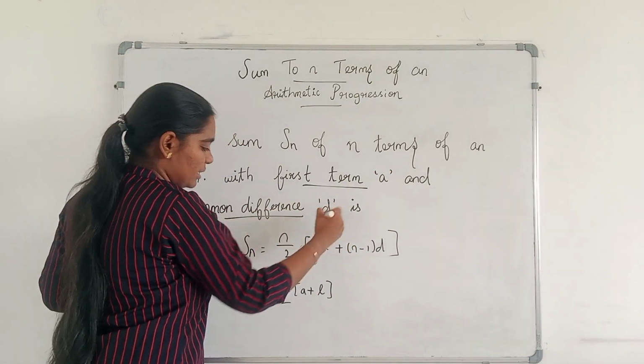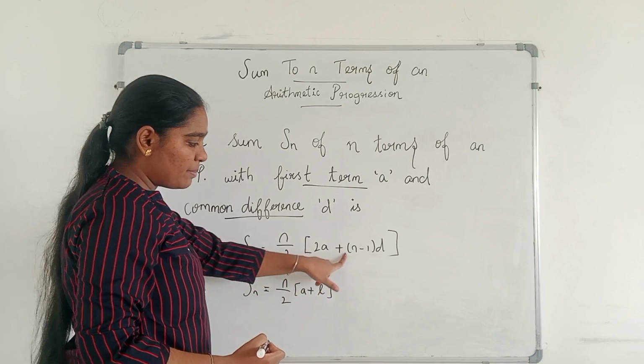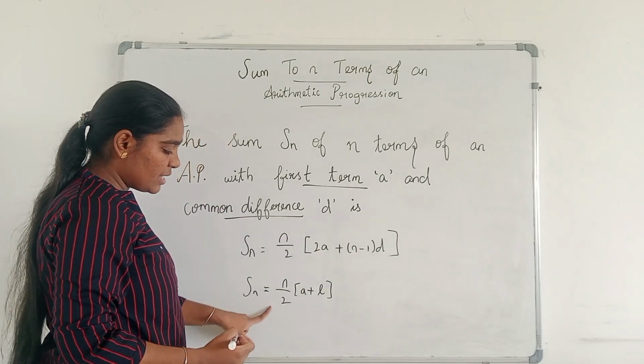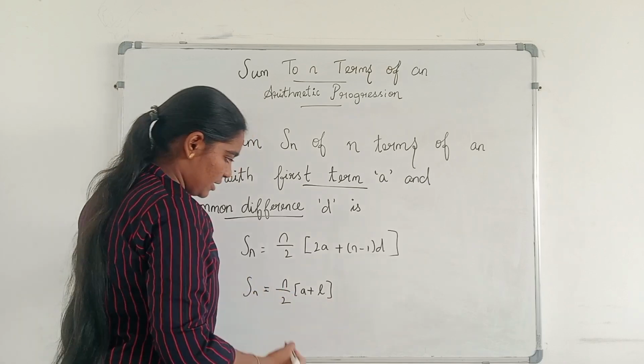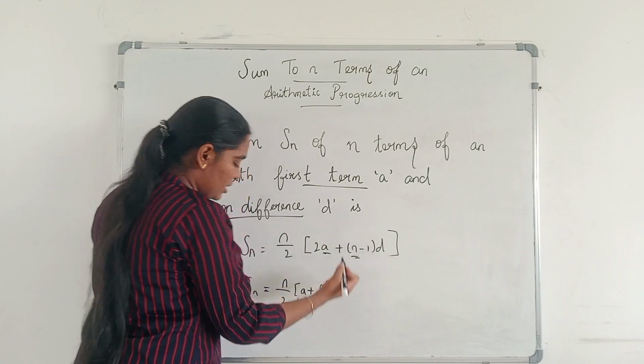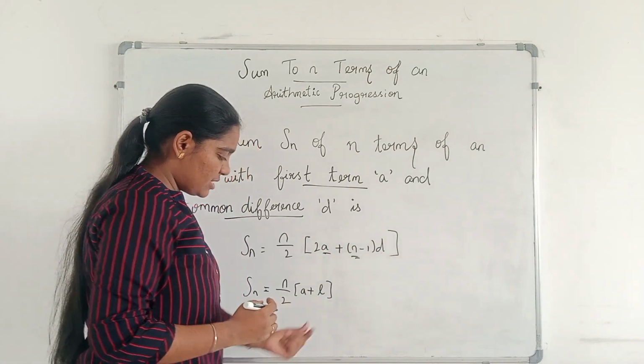Now, the sum Sn of n terms of an arithmetic progression with first term as a and common difference as d is Sn equal to n by 2 into 2a plus n minus 1 into d. Another formula is Sn equal to n by 2 into a plus l. Here a denotes the first term, n denotes the number of terms, d denotes the common difference.